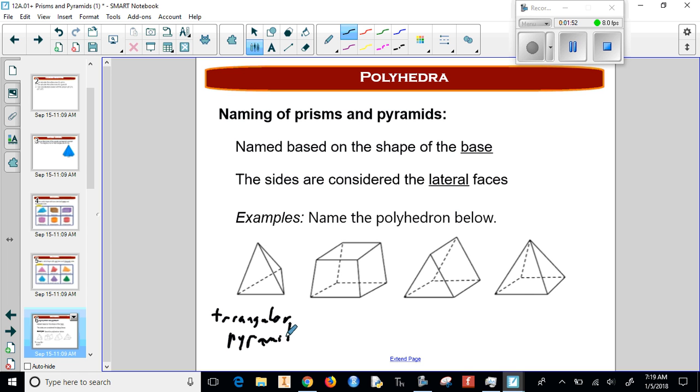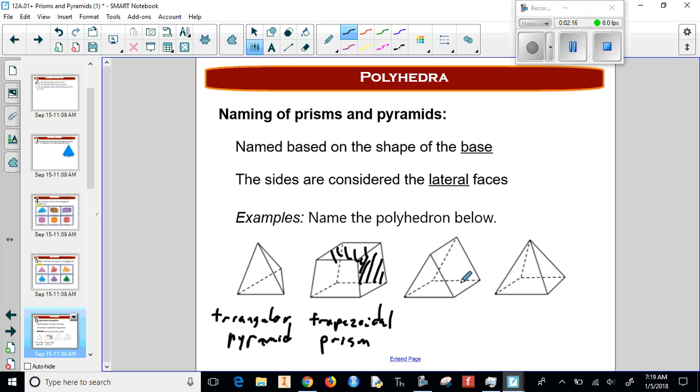That's this one. It looks like we have rectangles here, here, here, and on the bottom, but this doesn't look like a rectangle, it looks like a trapezoid. So we'll call this a trapezoidal, and then since there's rectangles, we know this is a prism.